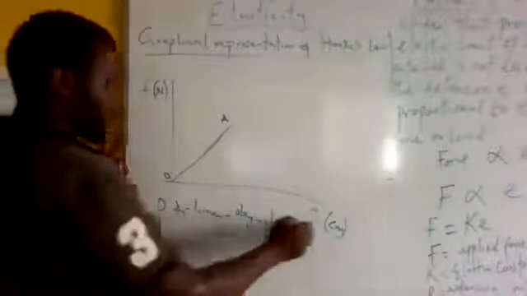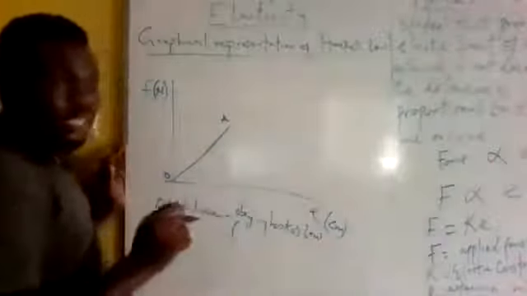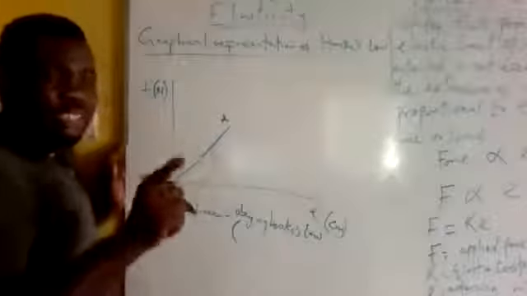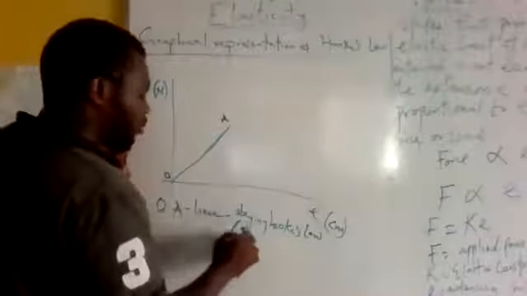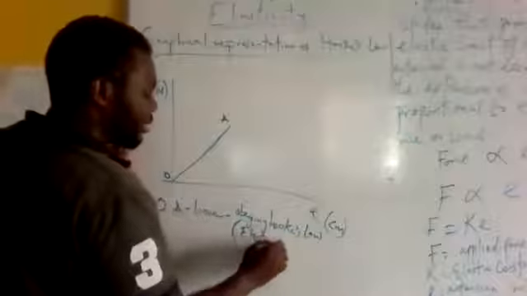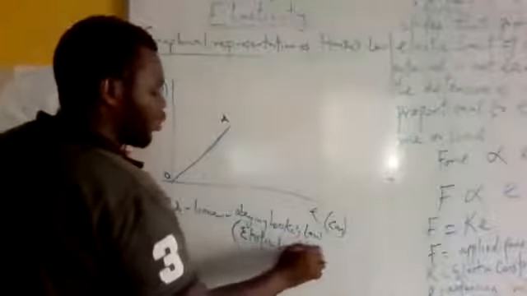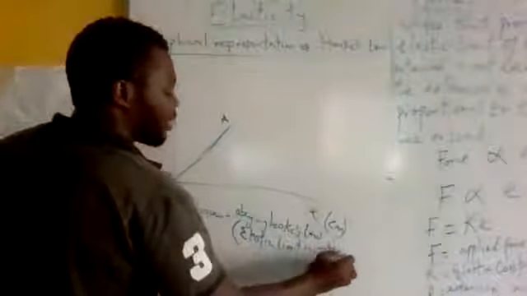Now, at this OA, the elastic limit has not been exceeded. The elastic limit is not exceeded, or it has not even been reached. So the elastic limit has not been reached at that point. So I want you to put that in mind, get it.